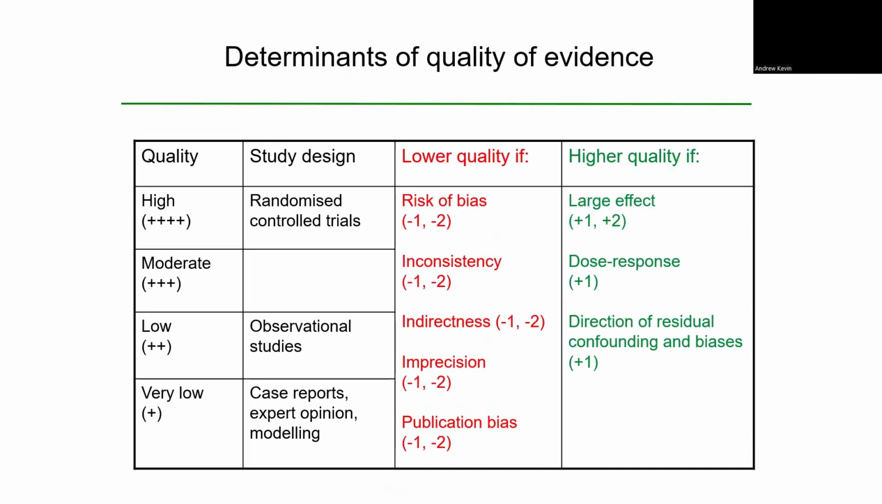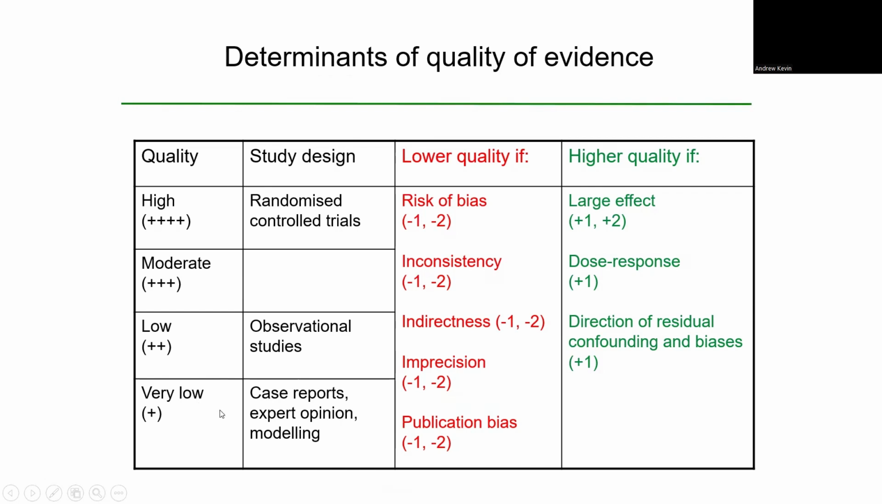There are 5 things that can lower the quality of evidence: risk of bias, inconsistency, indirectness, imprecision, and publication bias. Depending on how severe each of these biases is, you can give it a score of -1 or -2. So an RCT would automatically start off as high quality of evidence. Then, based on the grading of these 5 factors, you give it a -1 or -2, which would step by step reduce the quality of evidence.